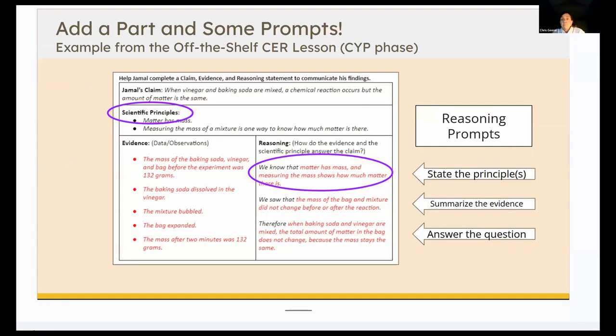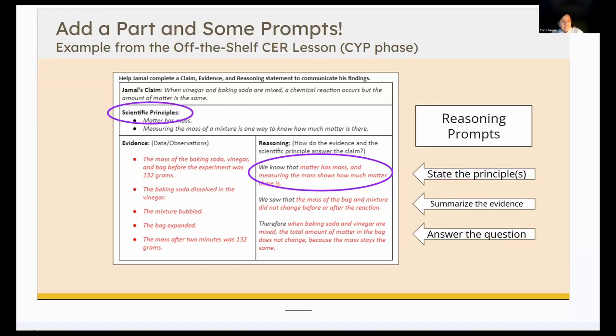But kids really struggle with the reasoning. They can list the evidence, and then you're like, okay, so connect your evidence to the claim. And they're like, well, if you just look at the evidence, you know that the claim's right or wrong, right? Like, what more do you want me to do? And a lot of times I was kind of like, I don't know, because it's just kind of obvious, right?